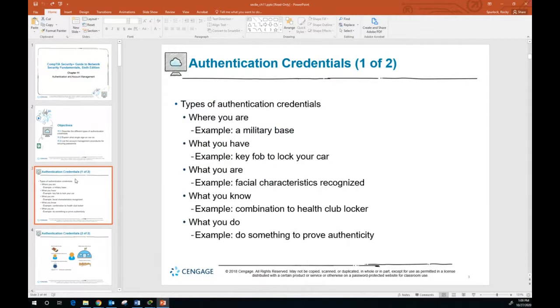When we look at authentication, we can look at our username. That's saying who we are. And then the type of authentication we can use is to say, prove it. So if we say our username and then we look at the types of authentication, some of these may be where you are, what you have, what you are, what you know, or what you do. Those are different types of ways to authenticate your credentials.